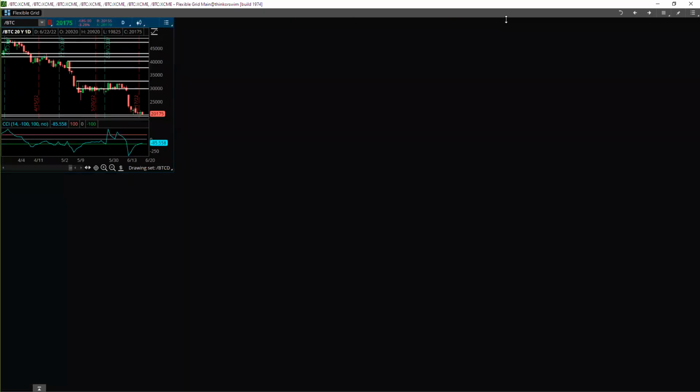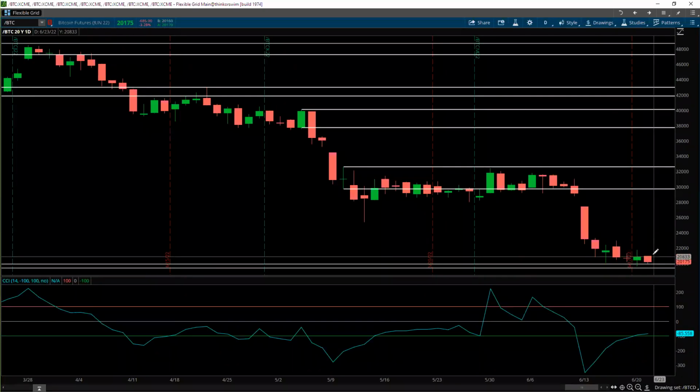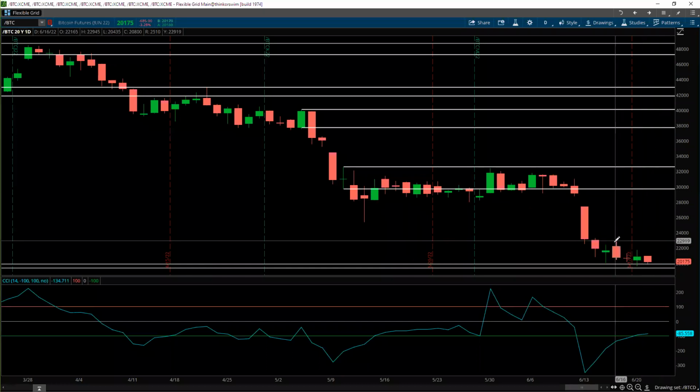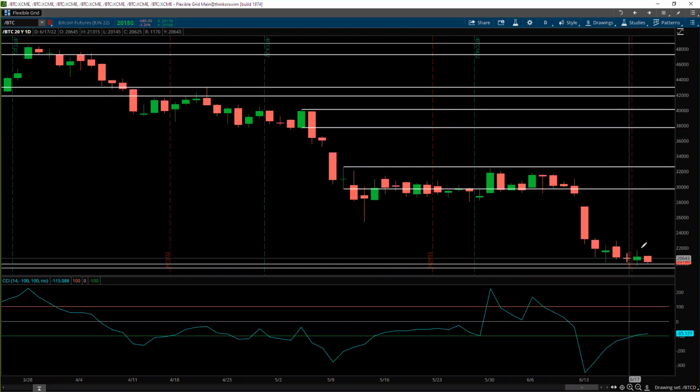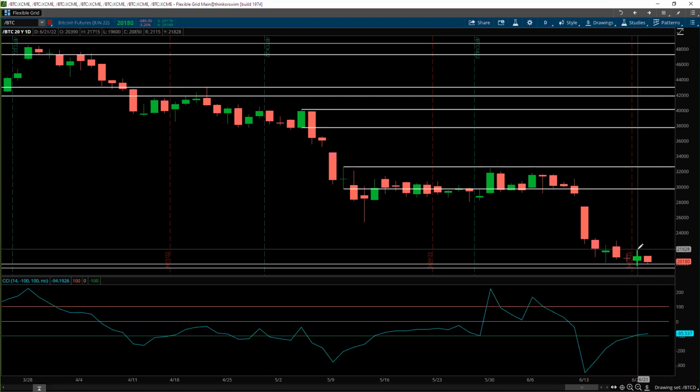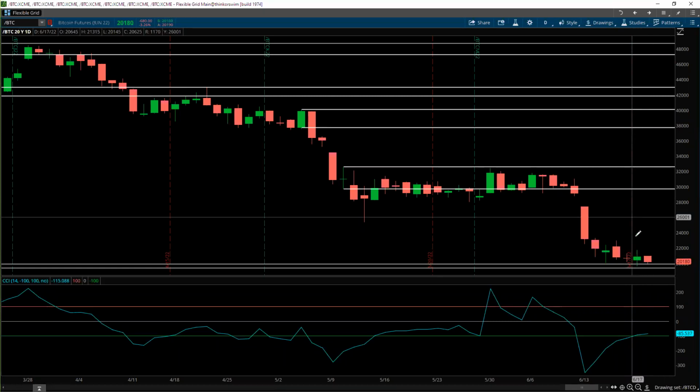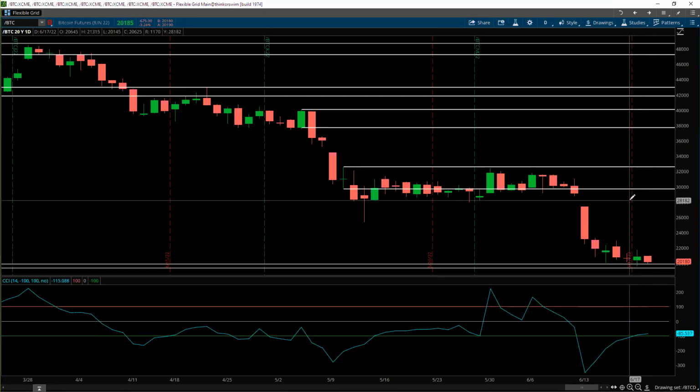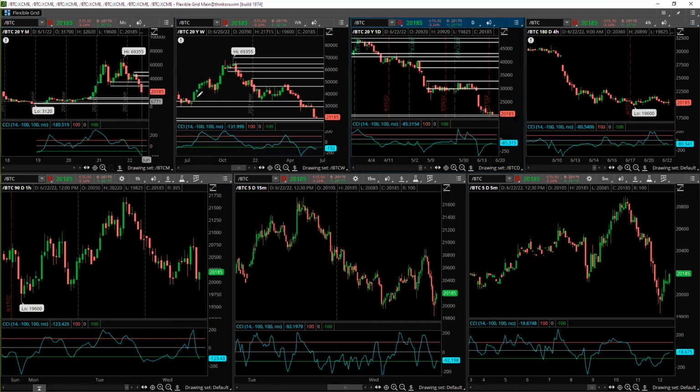So the options here are, we're going to go back up here again, but we have to get above this level. And maybe at the end of the day, if we close here, we have to get above the high of this bar. And that would mean maybe we're going up again. But bigger picture, we've still got room to drop to the next demand level.